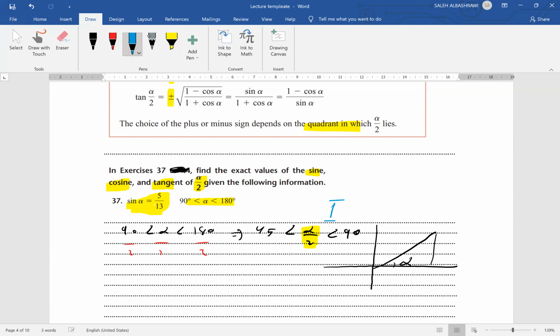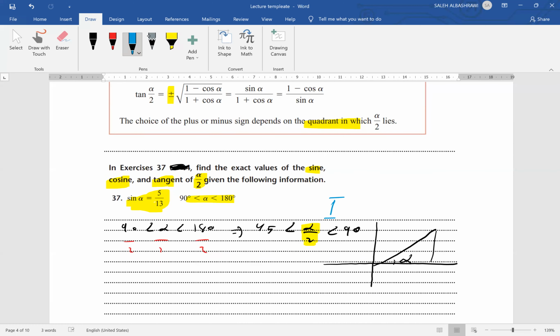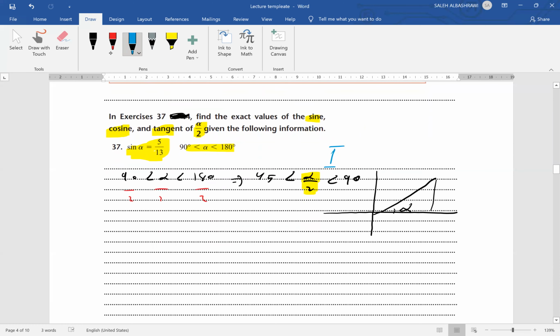This will be used to choose the sign in front of the square root. It is plus or minus, we said. So if alpha over 2 is in the first quadrant, it means that sine alpha over 2 will be positive, cosine alpha over 2 is positive, and tangent also will be positive. Now I have sine alpha equal to 5 over 13. But we know that sine alpha over 2, we said this is plus or minus square root of (1 minus cosine alpha) over 2. Since alpha over 2 is in the first quadrant, we will choose the positive sign.